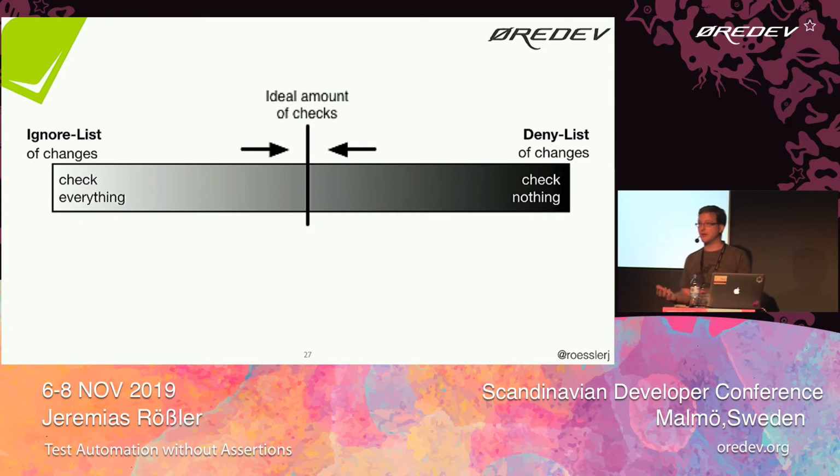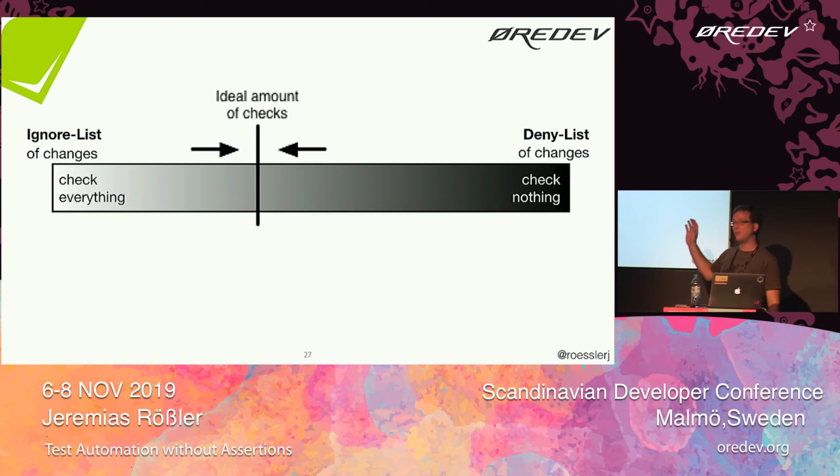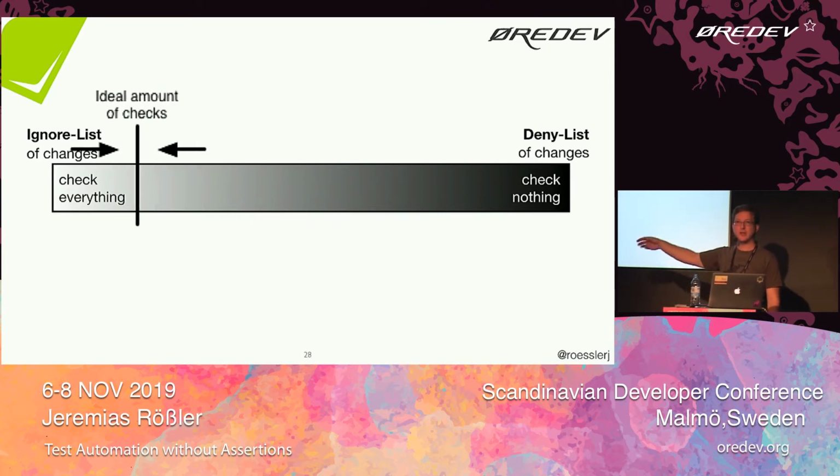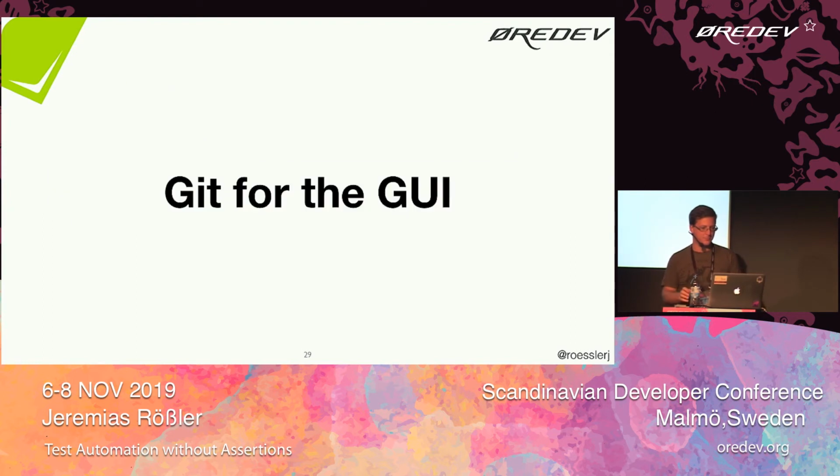And the other thing, which I think is important, is typically we want to care about more changes rather than less. So you don't want to code all of that in terms of assertions, right? You'd rather create an ignore file for that. Which is why we internally call this also Git for the GUI.